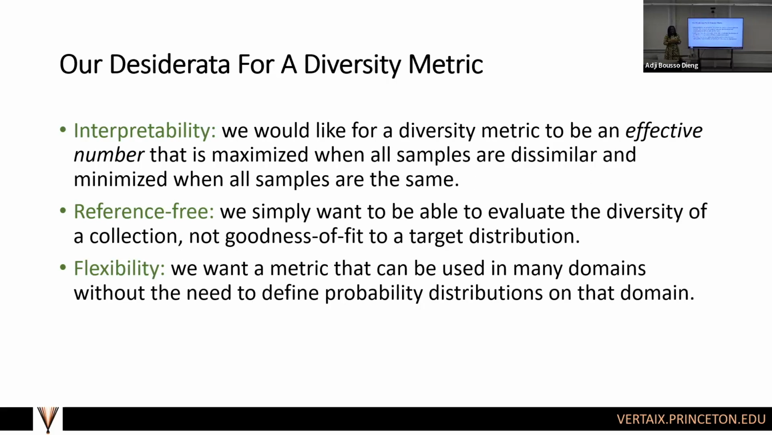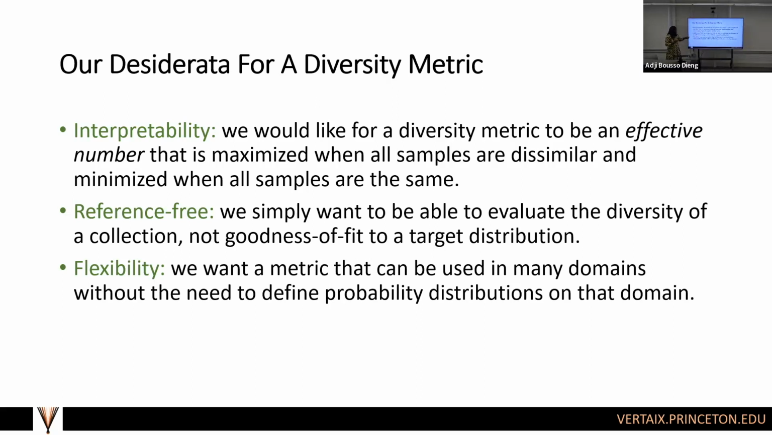Another thing we would want is for it to be reference-free. What I mean by reference-free is that we don't want that diversity metric to need an additional probability distribution in order to be computed, or another reference data set. And in machine learning, we run into a lot of metrics that actually do need this reference, but we want flexibility. So we want our diversity metric to be reference-free, because we are not trying to measure goodness of fit. We don't have a probability distribution like a test set and we're trying to see how we fit it. We're not doing that. We're just interested in evaluating diversity of a collection.